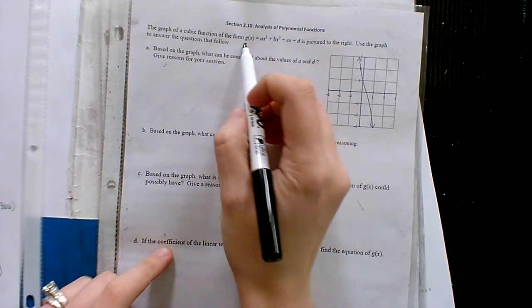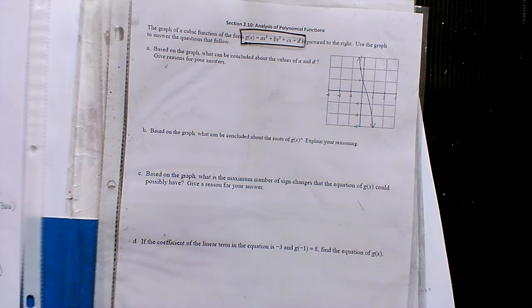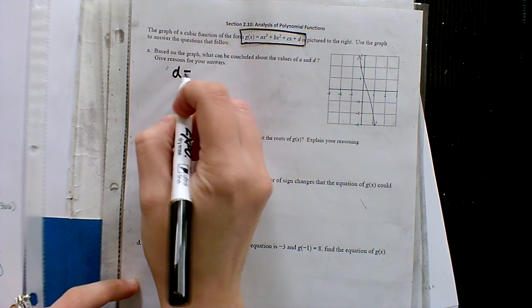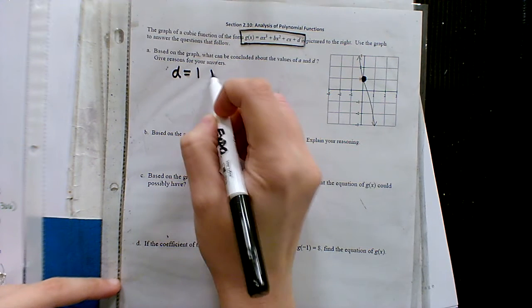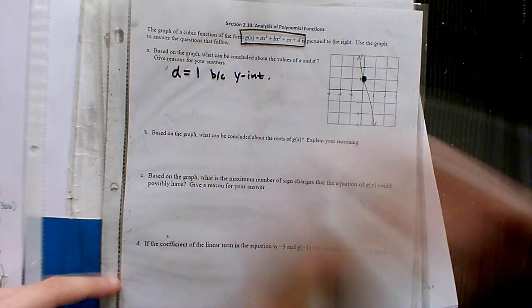All right, looking at our first one. The graph of a cubic function in this form, they don't really tell us an equation, they just give a general setup of the equation, is pictured to the right. So, part A, based on the graph, can we make any conclusions about the A number and the D number from the equation? We can determine the D number by looking at the y-intercept. So you can determine D exactly. The y-intercept would be 1. Right, so we can figure out that one exactly.